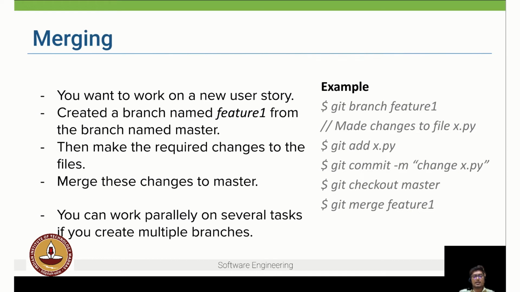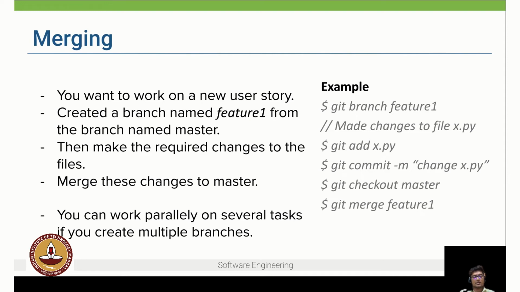The first command creates the branch feature 1. You make some changes. After that, git add. Suppose only one file was changed. You add that file to the staged area. You commit the changes with some message. After that, you change your branch to the master branch through the command git checkout master, and then the command git merge feature 1 will merge the changes in feature 1 to the master branch.